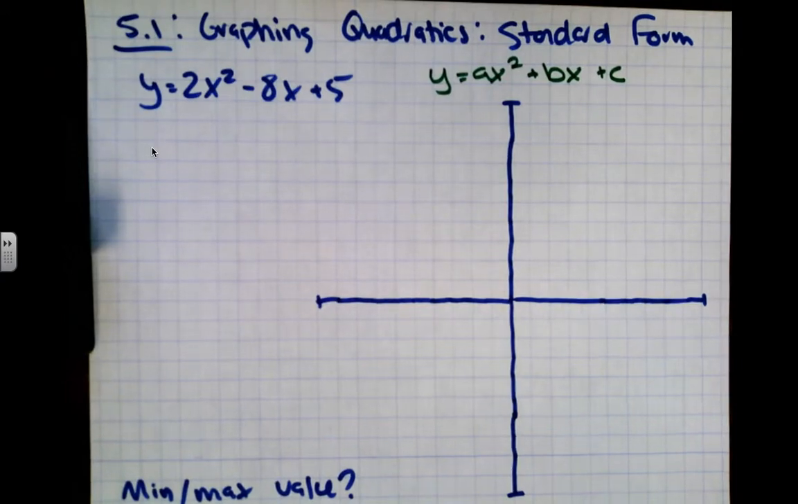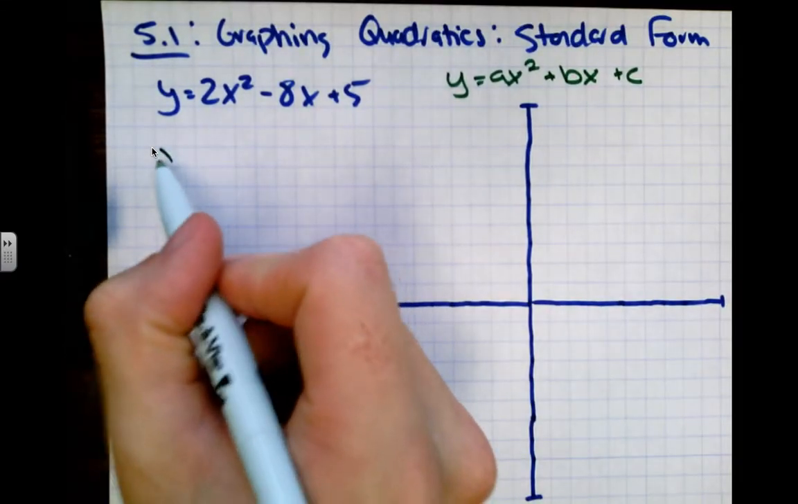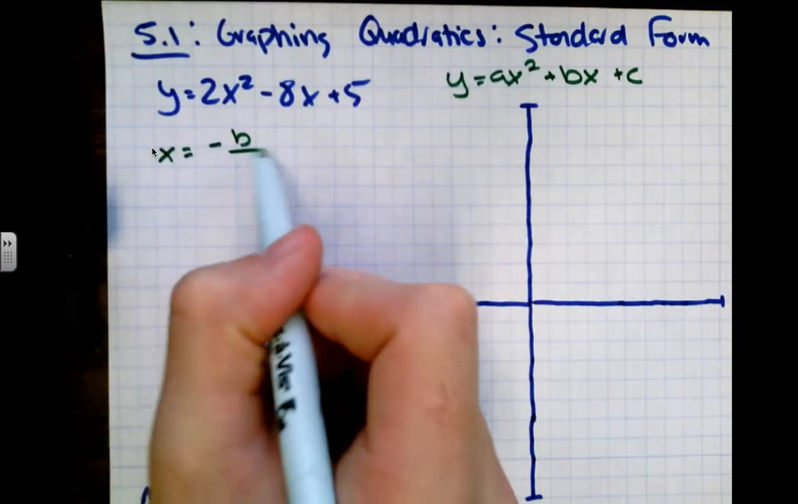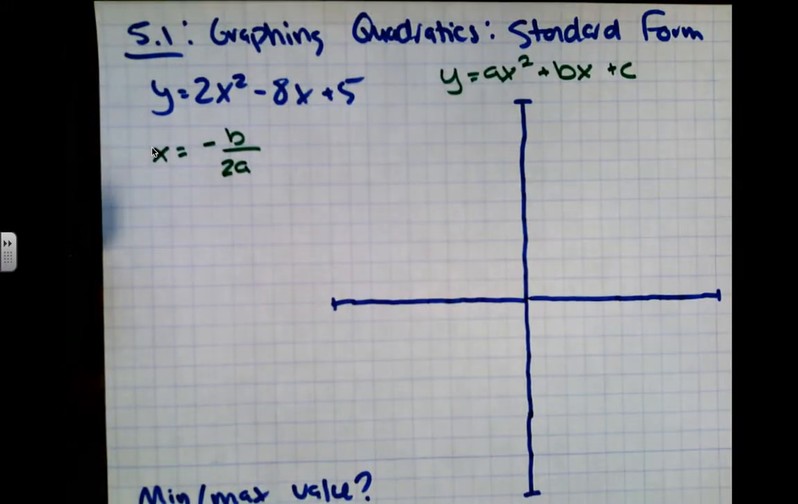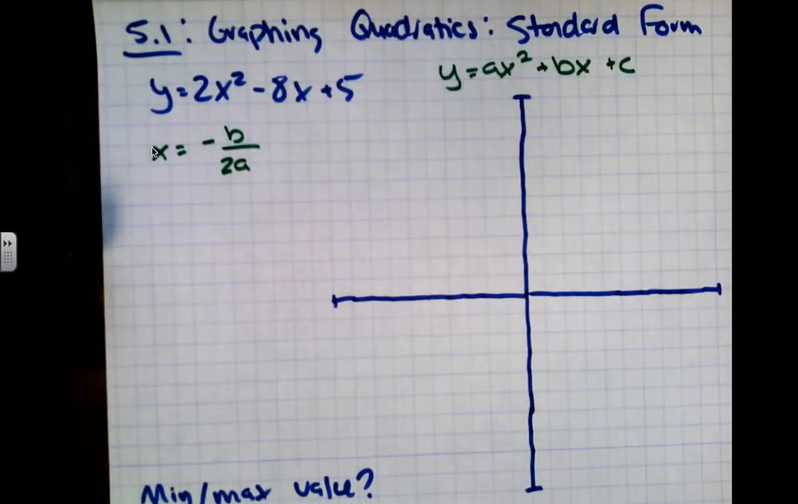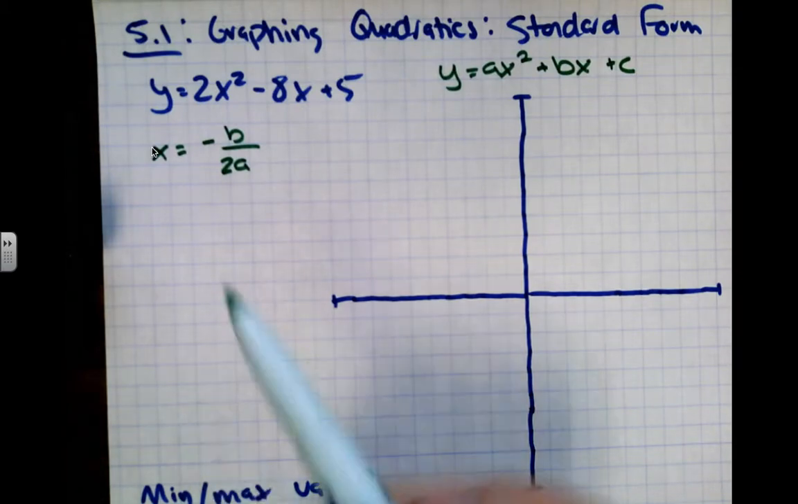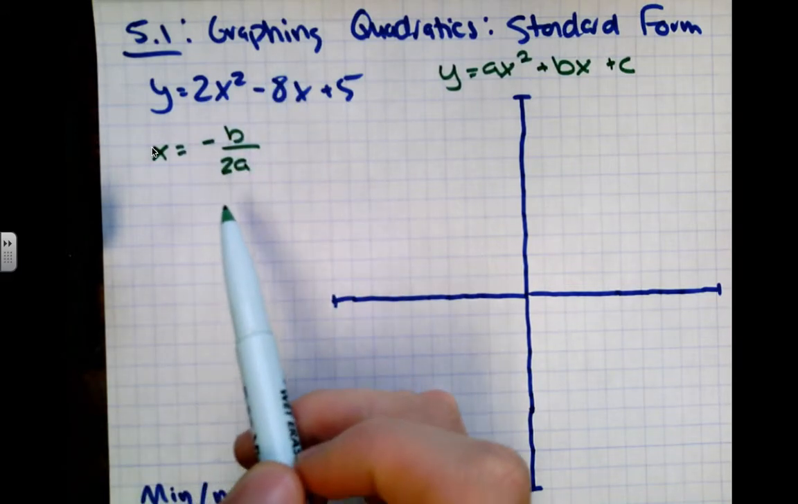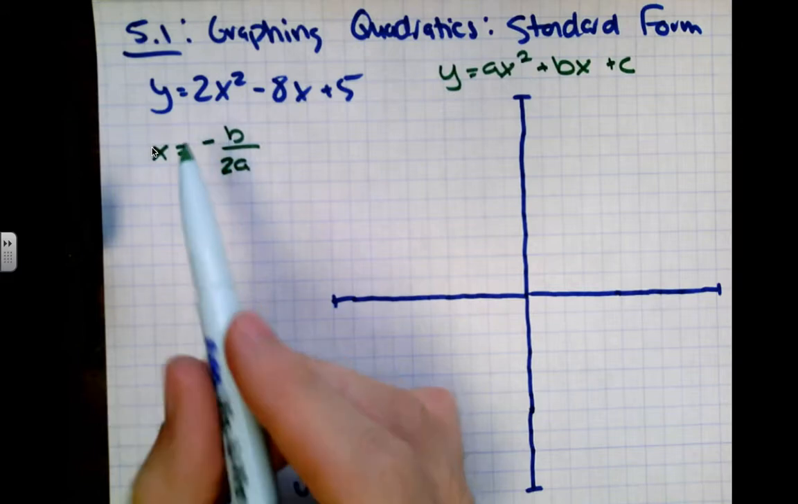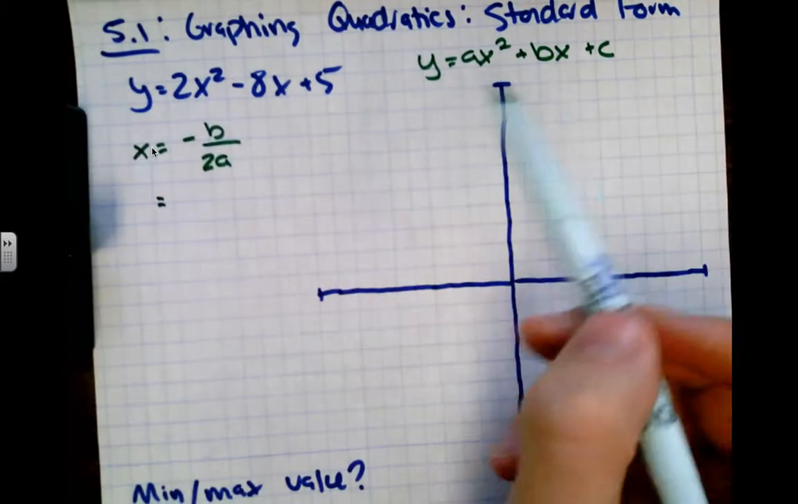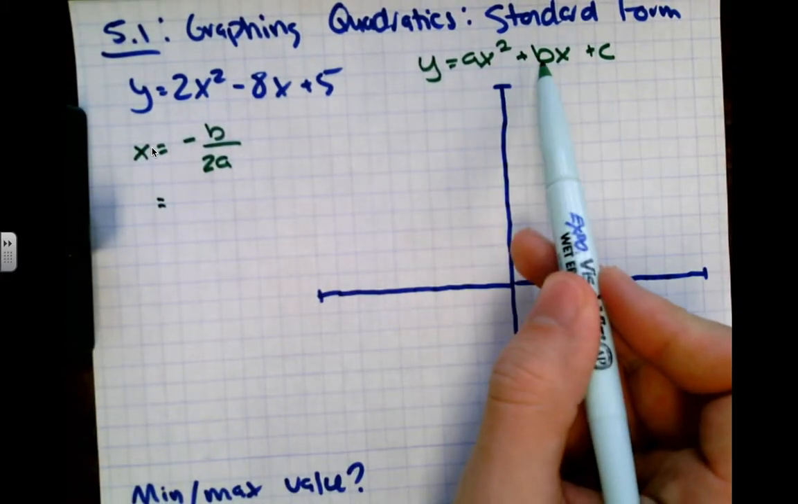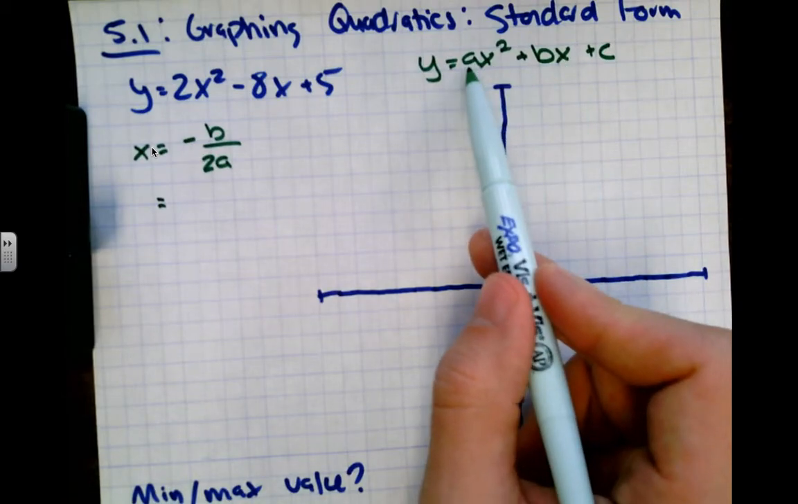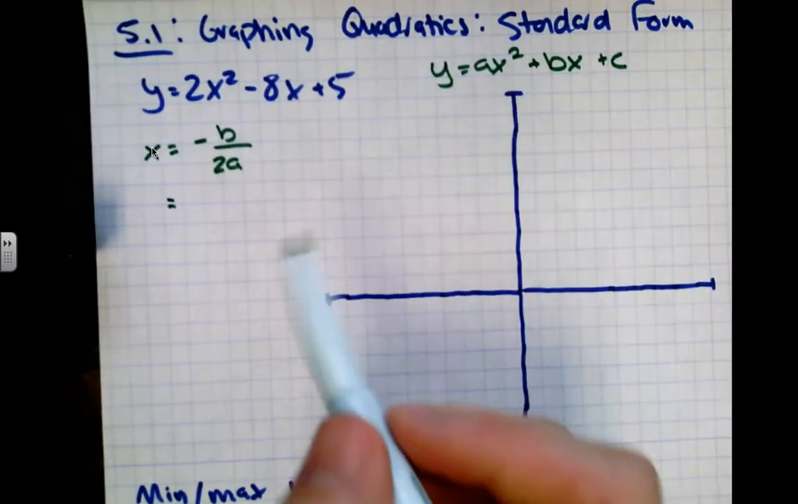vertex is. And when we're looking at something in standard form, we have to use this formula to identify the x-coordinate of our vertex, and then we use that x-coordinate to figure out what the y-coordinate is going to be by plugging back into the function. So by looking at this, our b value is -8 and our a value is 2, so those are going to be the two values that we end up going through and plugging in, b being the coefficient for the x, a being the coefficient for the x squared term.